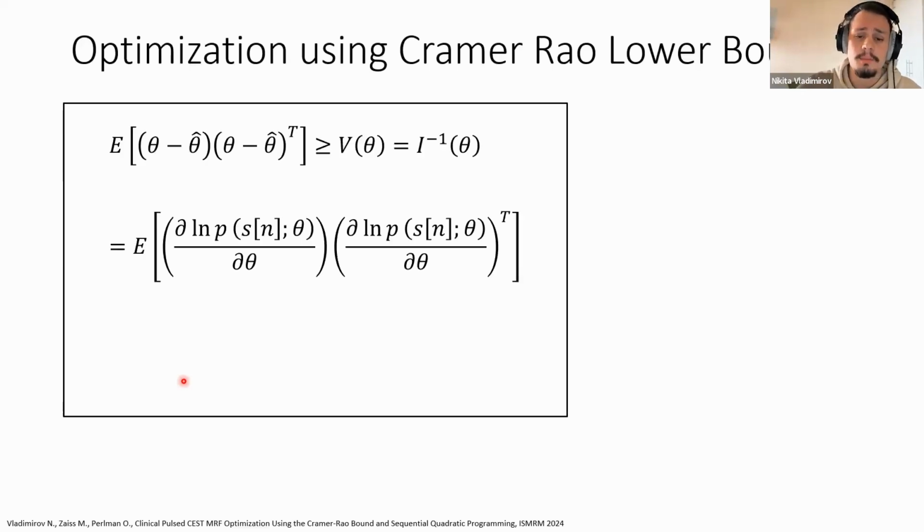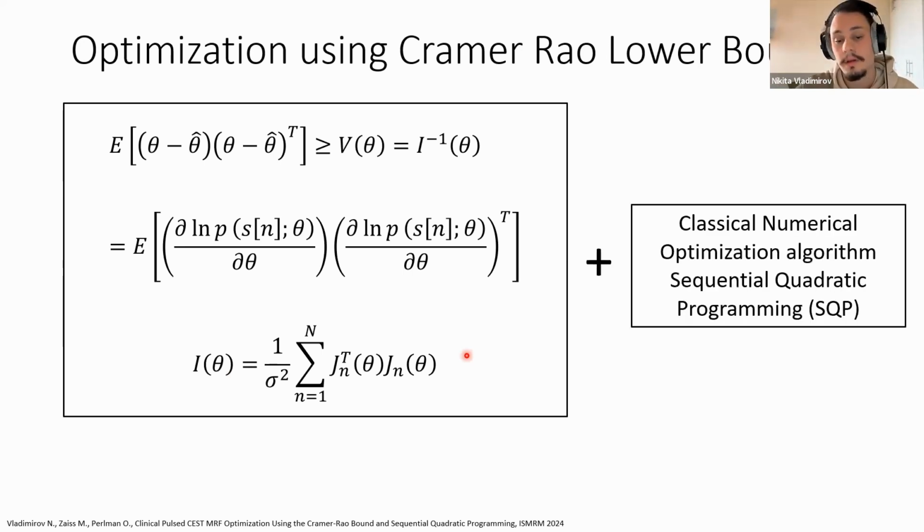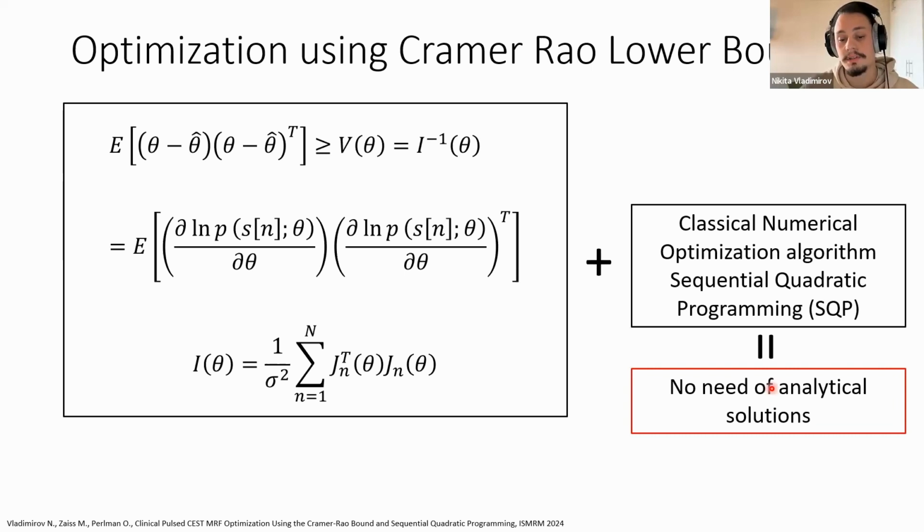This bound tells us that the covariance of the estimation of some parameter is bounded by the information matrix, which is actually just the squared Jacobian. We can calculate the Jacobian in our dictionary numerically, and we can add some classical numerical optimization algorithm to this, so there is no need for analytical solutions.